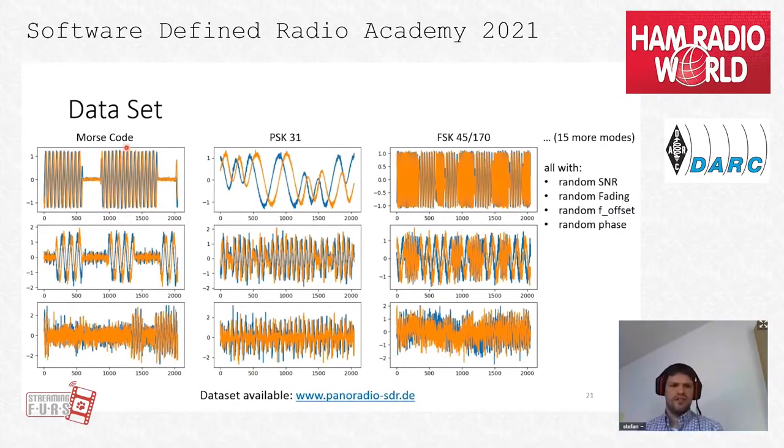This is what the data looks like in the data set. For example, here are some Morse code signals with high SNR, medium SNR, low SNR. The PSK signals are shown here, and some exemplary FSK signals can be seen here. So you can see the IQ signals, you can see the influence of SNR, and you can also see the influence of frequency offsets, which is quite high here and a little bit lower here. So we have generated a variety of different signals that can now be used for training.